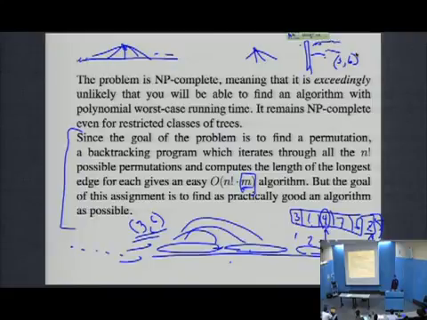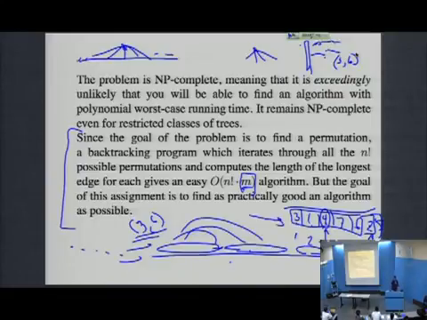Do people see that if I give you the permutation to check what the length of the longest edge is in that permutation, I just take every edge in the graph, find the positions of those two vertices by looking them up in the array, and I subtract them and take the absolute value. The longest of these over all the edges of the graph is how good this permutation is.